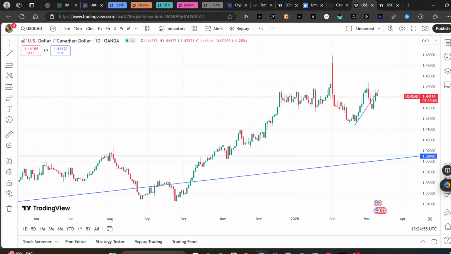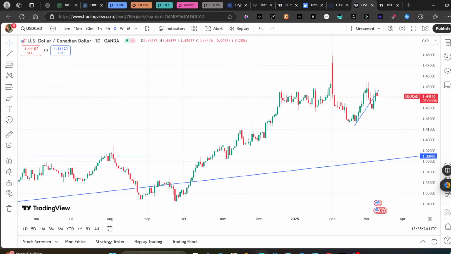So now that we understand these relationships, how can we use them effectively? One, to confirm trade setups. If you are trading gold, XAUUSD, and you see a strong USD rally, you might anticipate downward pressure on gold. Similarly, if oil prices are surging, it might strengthen the Canadian dollar, confirming a long trade on USDCAD.